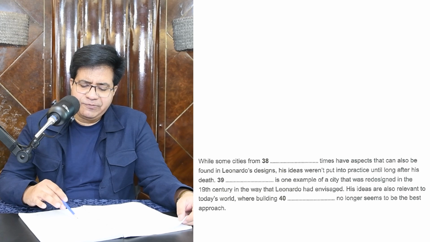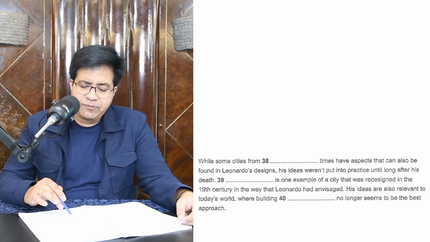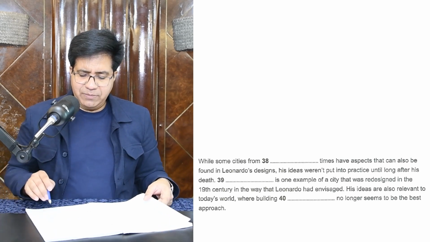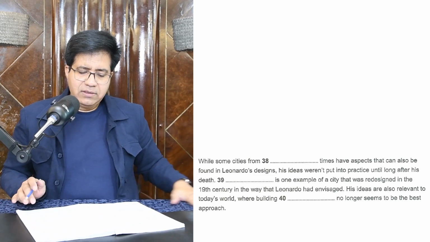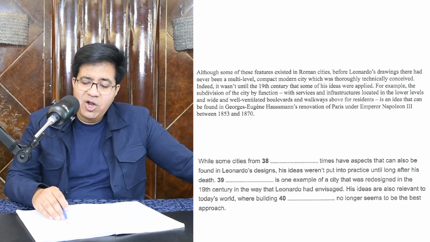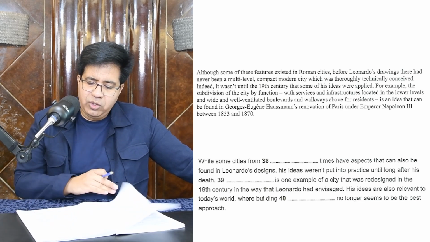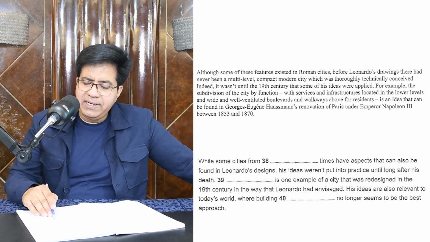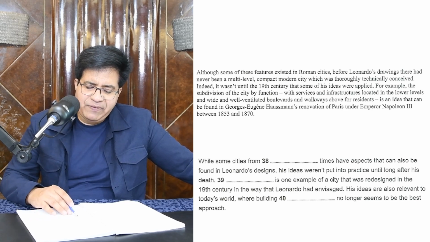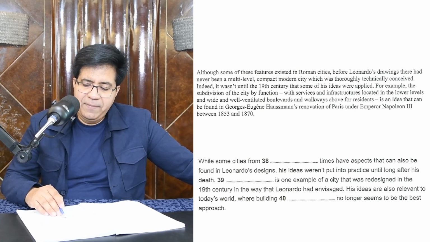While some cities from dash times, now it's going to be the historical period. While some cities from dash times have aspects that can also be found in Leonardo's designs. Let's come back. It's the second last paragraph. Although some of these features existed in Roman cities. Now what is Roman? Roman is that time. So while some cities from Roman times have aspects that can also be found in Leonardo's design. So what is the answer? Answer is Roman.